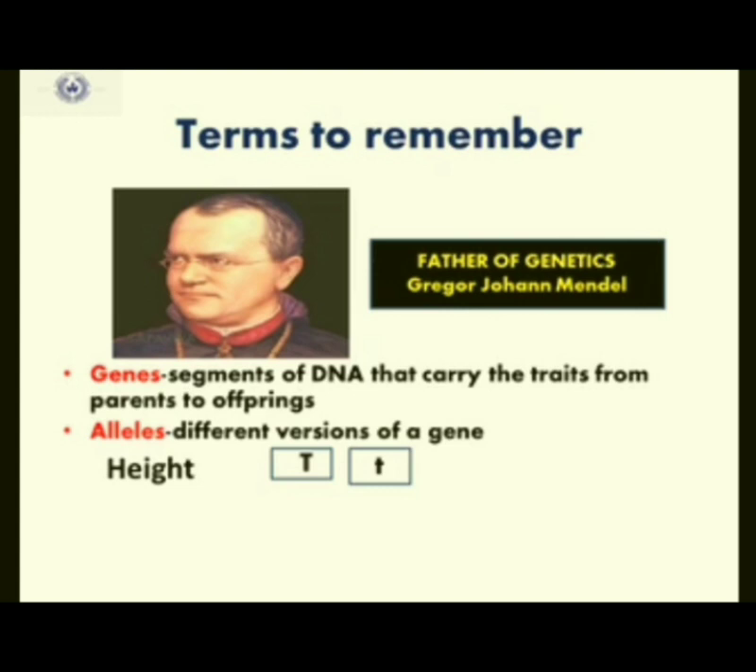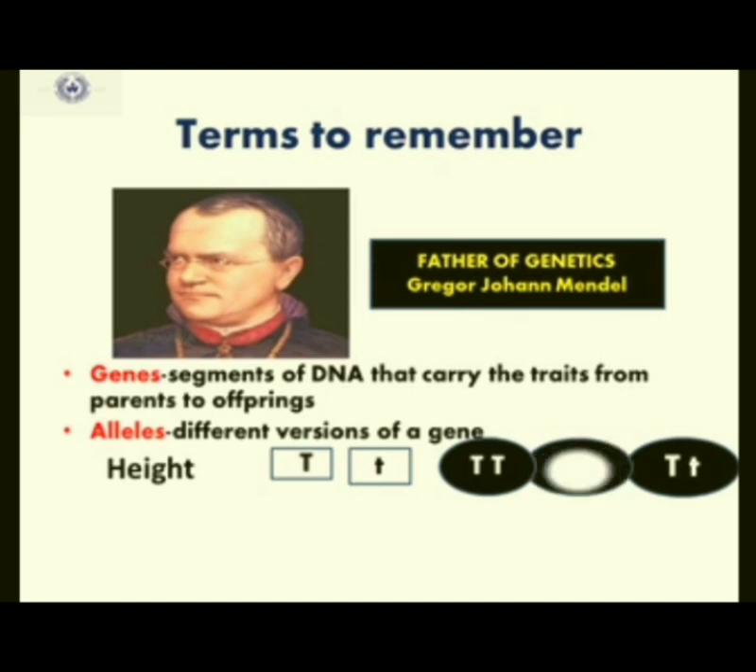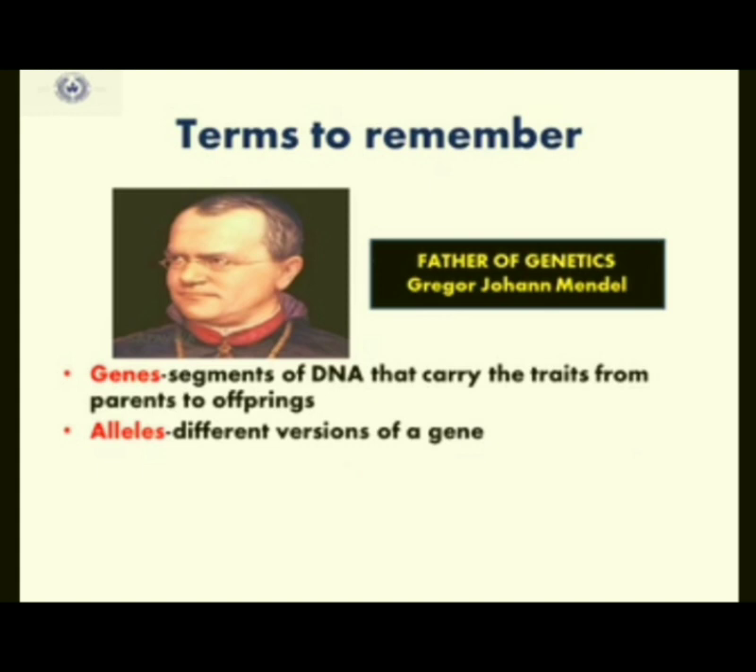The combination of alleles in the offspring is determined by the fact that which allele he had inherited from his mother and which allele he had inherited from his father. The different combinations can be capital T, capital T, that means identical alleles, and it can be capital T, small t, non-identical alleles together, or it can be again identical alleles like small t, small t.